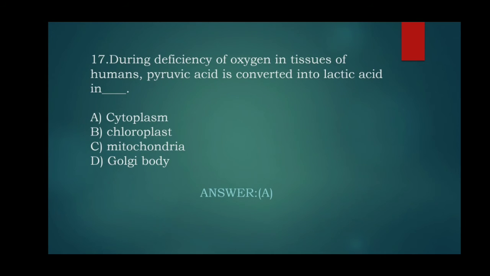Question number 17. During deficiency of oxygen in tissues of humans, pyruvic acid is converted into lactic acid in dash. That is, here the anaerobic respiration is taking place. So the options are cytoplasm, chloroplast, mitochondria, Golgi body. So it will occur in the cytoplasm, right? So the answer is option A.